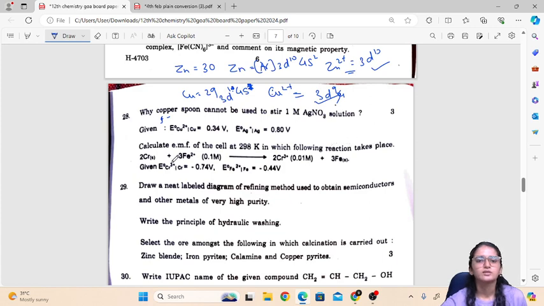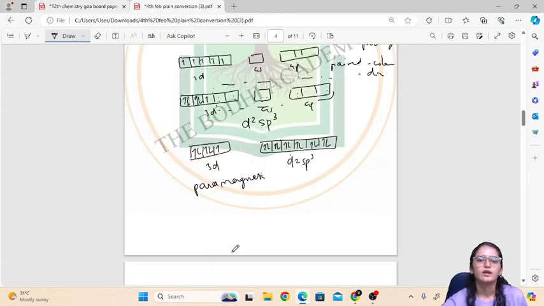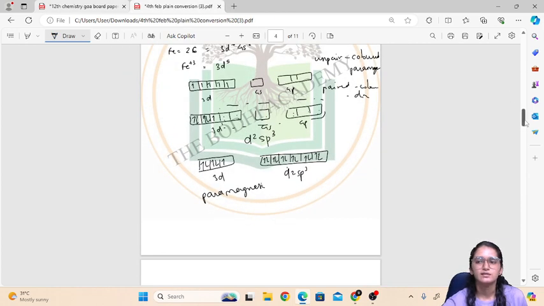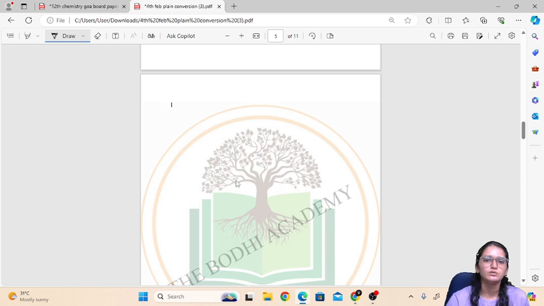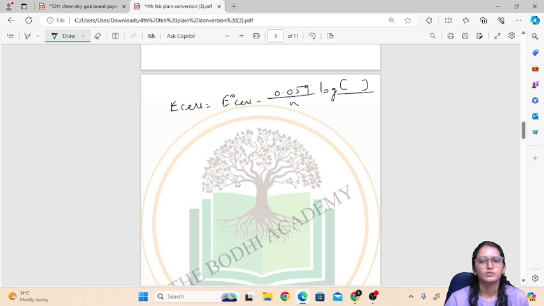This is a reaction: chromium plus iron gives chromium ion and iron in the solid state. EMF, what is the formula that we have learned? EMF, which is called E of cell. E of cell is equal to E naught of cell minus 0.059 by n log of oxidation product upon reduction product.